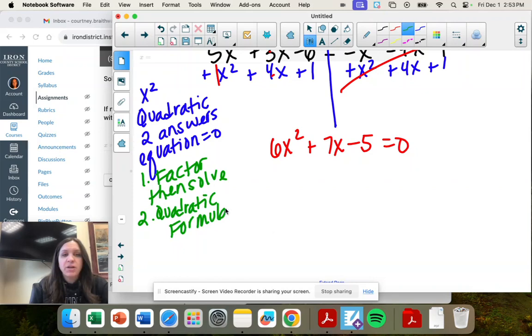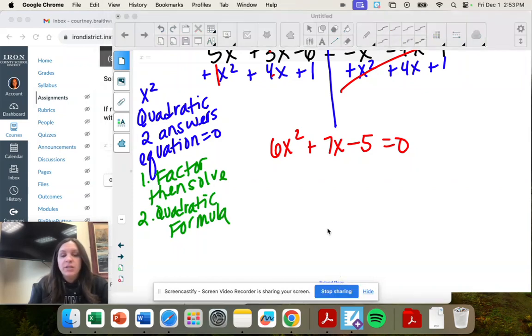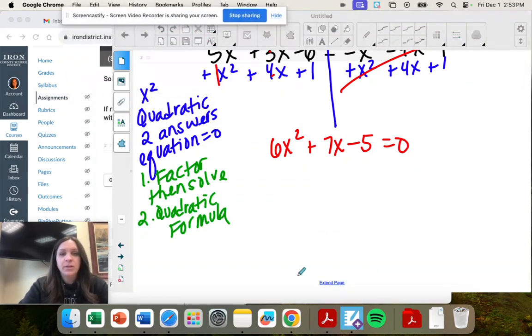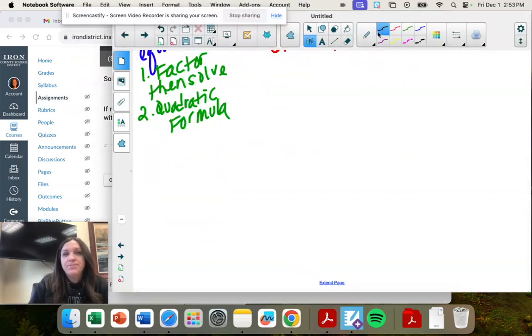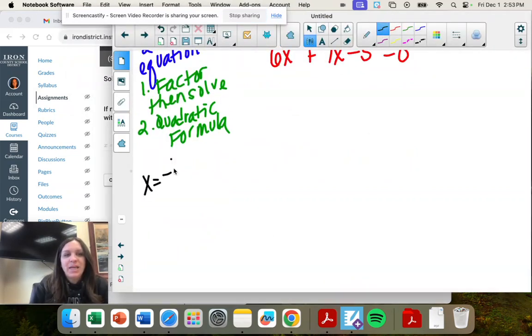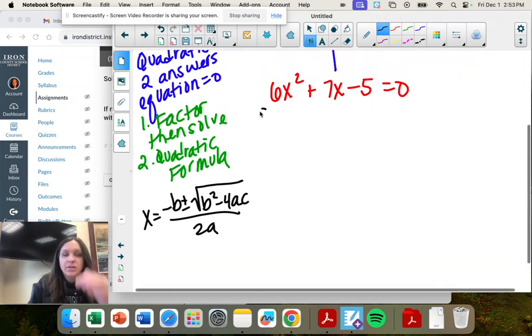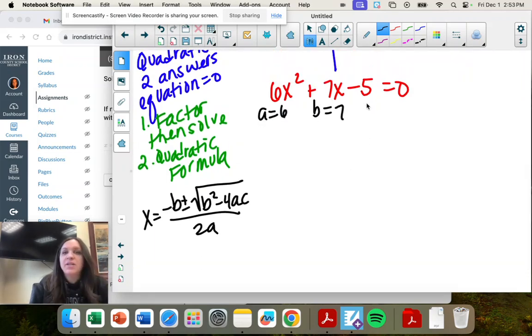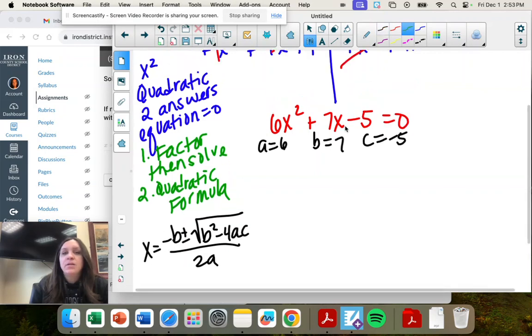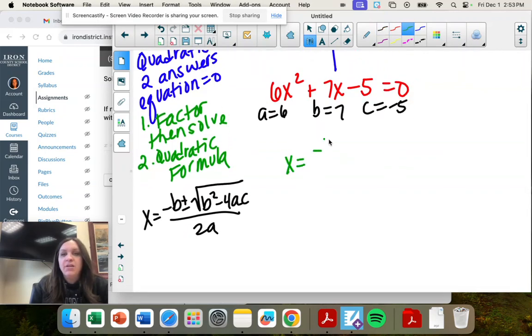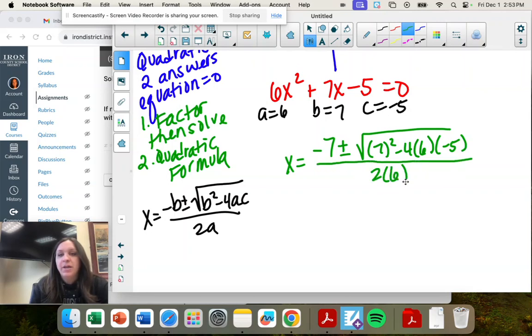So I'm going to use the quadratic formula, which is, do you have it memorized yet? x equals negative b plus or minus the square root of b squared minus 4ac, all over 2a. So a is 6, b is 7, c is negative 5. So negative b plus or minus the square root of b squared minus 4ac all over 2a.